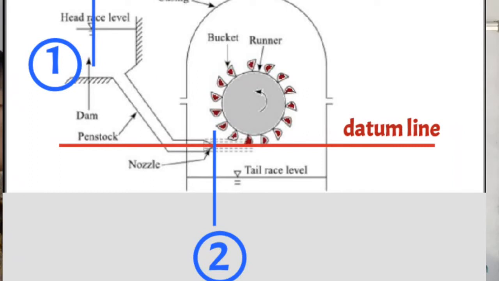Now we will write the right hand side. Here is the equal to sign. Again, the water at the nozzle is open to atmosphere, so it is 0.